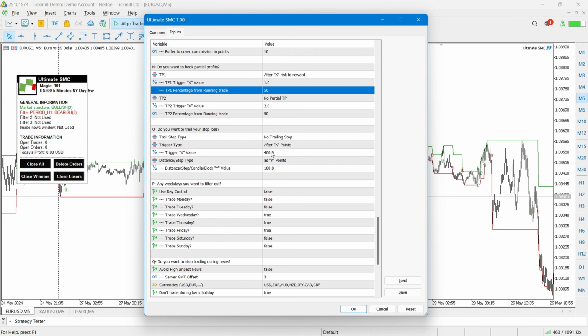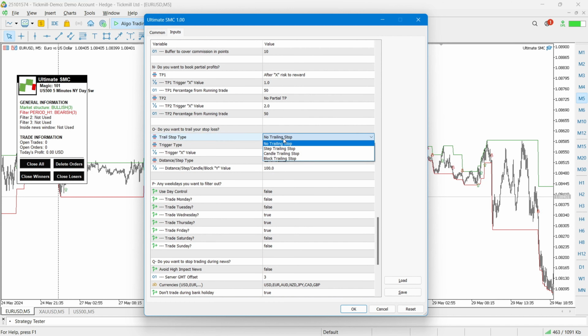And finally, we're going to talk about the trailing stop. For the trailing stop, we have several options. We have step trailing stop. The idea of step trailing stop is we're gonna move the trailing stop step by step. We're gonna define when to trigger it and what is the step to take.